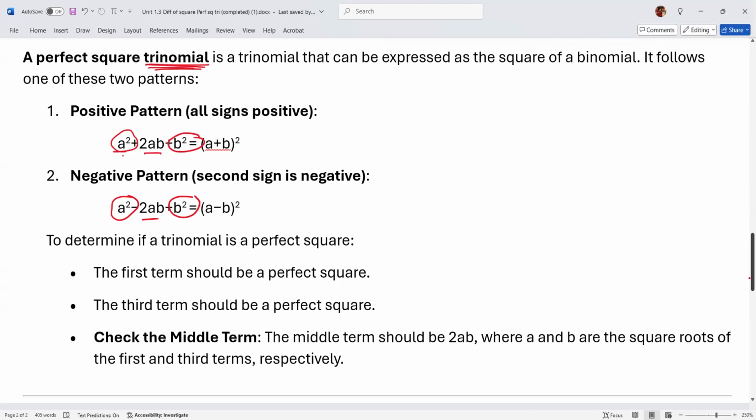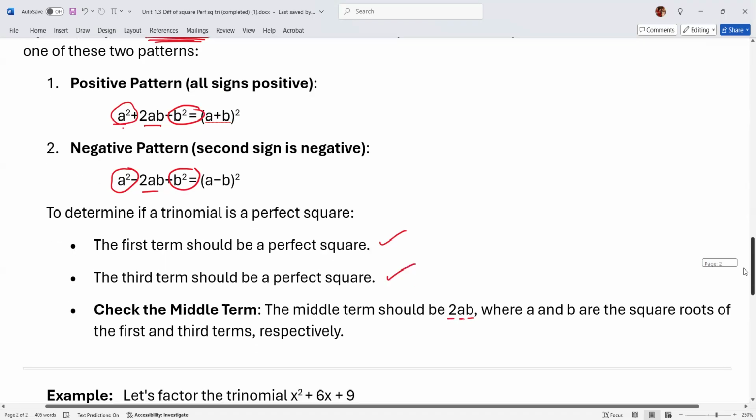And the pattern will be, if it does meet it, you're going to have the square root of the first term, the square root of the last term, and the sign in front of the second term, in this case plus, squared. Or if it's a minus sign in front of the second term, it'll be a minus. Okay, so perfect square first term, perfect square third term. The middle term is you multiply 2 times the square root of the first term times the square root of the last term. And if they multiply to be the middle term, then it is a perfect square trinomial, and you can immediately write the answer. So let's look at an example.